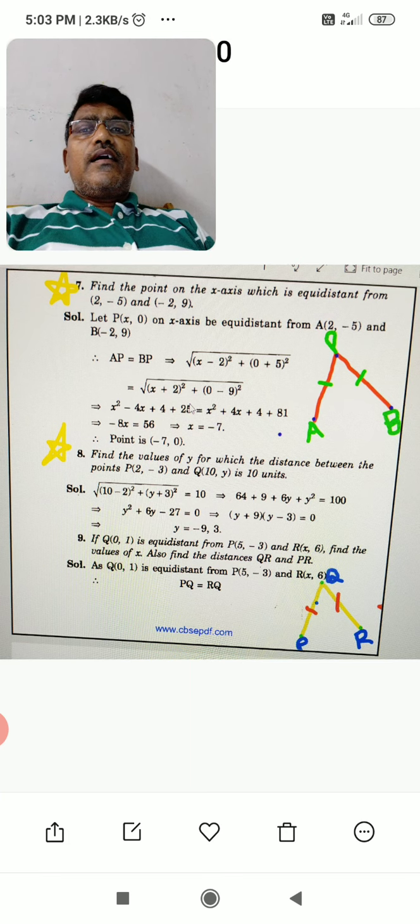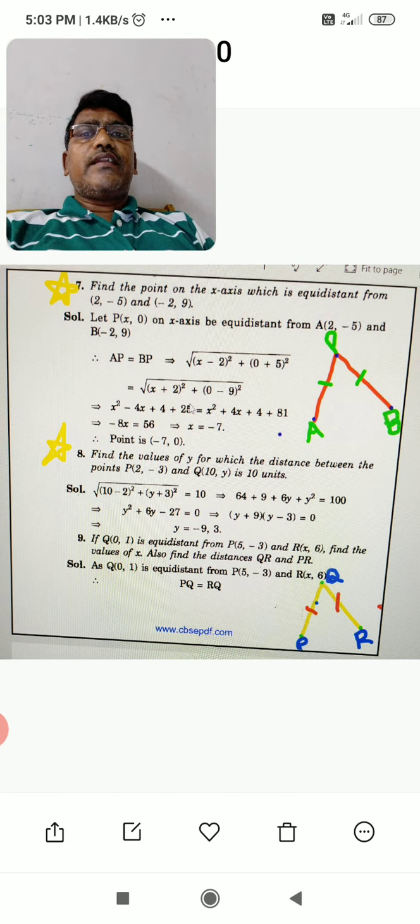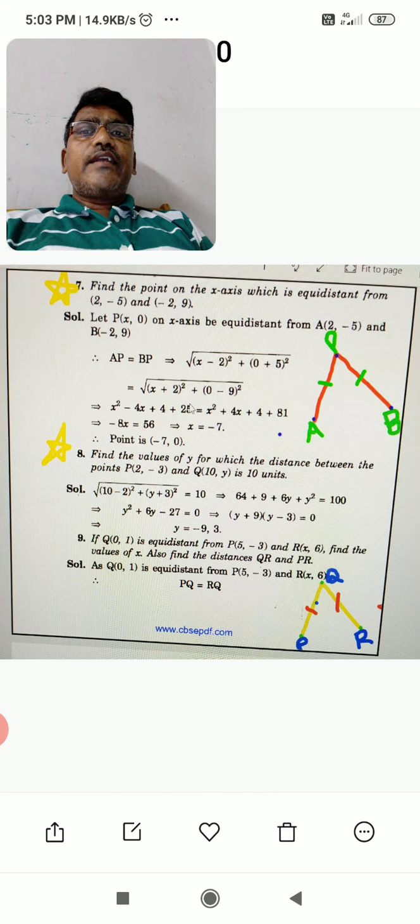We know the formula of the distance is square root of (x1 minus x2) whole square plus (y1 minus y2) whole square. Here we are finding the distance from P to A. P point is x comma 0, so x1 is x and x2 is 2, y1 is 0, y2 is minus 5. Now we are substituting this, we are getting AP equal to square root of (x minus 2) whole square plus (0 plus 5) whole square, and AP equals BP.